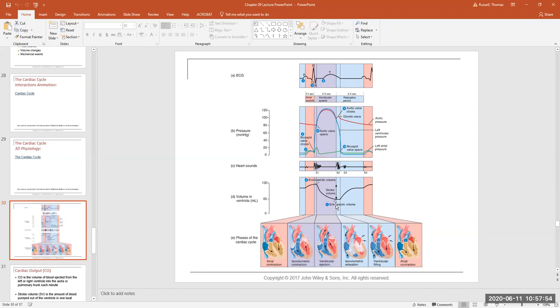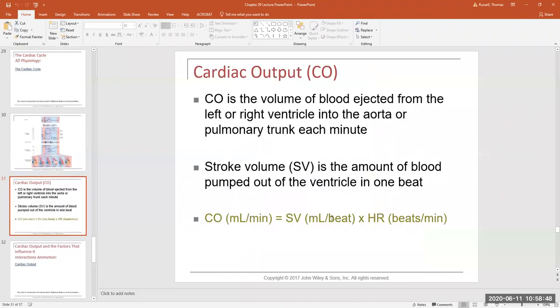Now, the reason why these blood volumes are important is because if you take the volume of blood in a ventricle that you start with, the EDV, and you subtract from that the volume of blood in a ventricle after the ventricle has completed contraction, you can calculate the volume of blood, which is this line, that the ventricle ejected out on one beat. So what is the blood volume that is ejected from a ventricle on one beat? It's called the stroke volume. So the stroke volume is nothing more than the difference between the end diastolic volume, the EDV, and the ESV, the end systolic volume, which brings us to cardiac output.